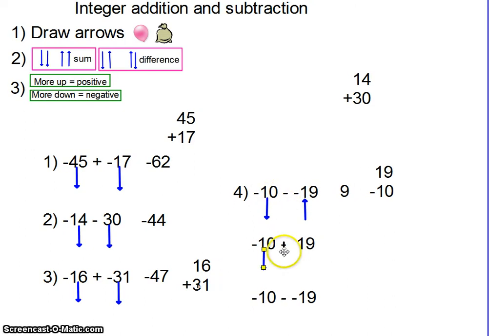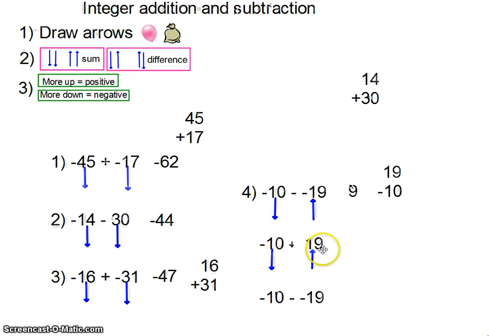So that's still a negative 10. So that's definitely down. Now I'm adding what? Well, it looks like I'm adding positive, so I'm adding balloons, so it's still up. And I got the same situation. I've got arrows going different directions, so I subtract. So I still get 9. What do I have more of? I've got 19 ups, 10 downs. So that's more up than down.